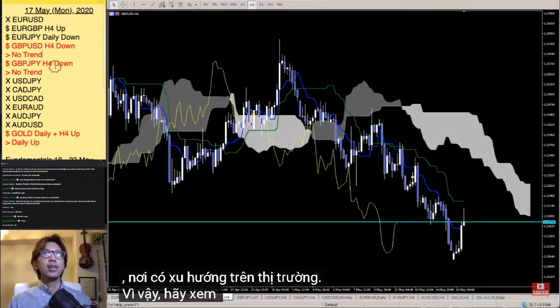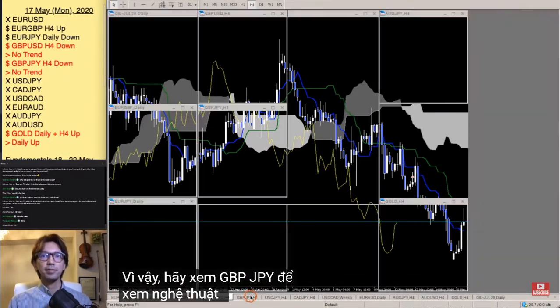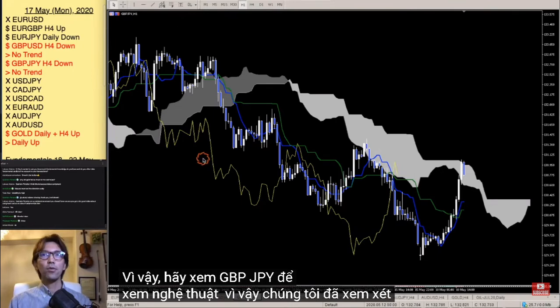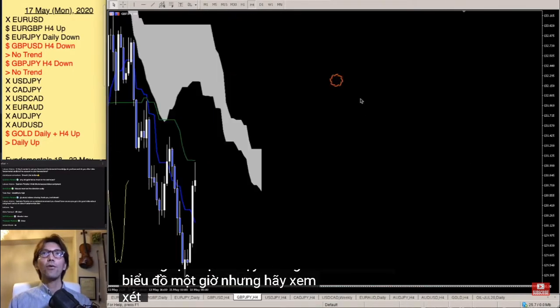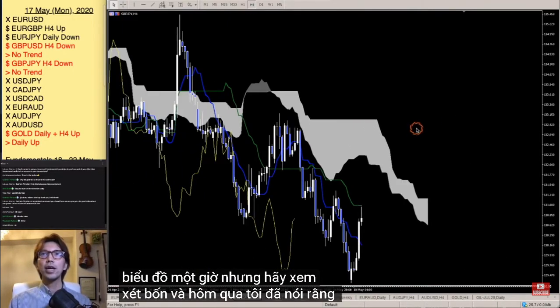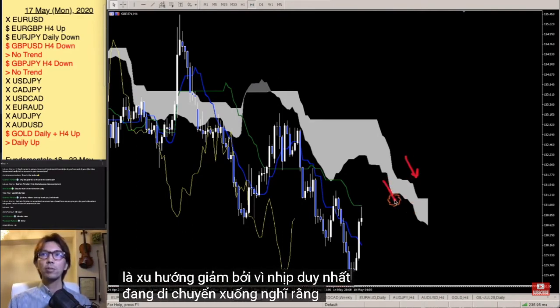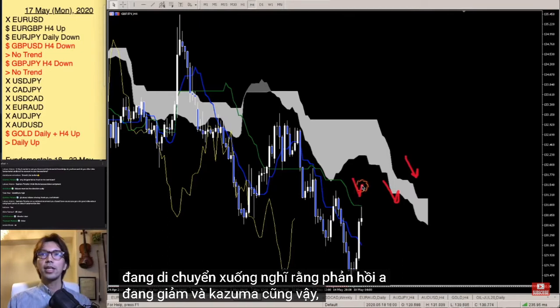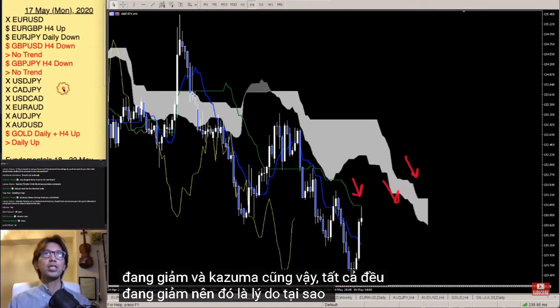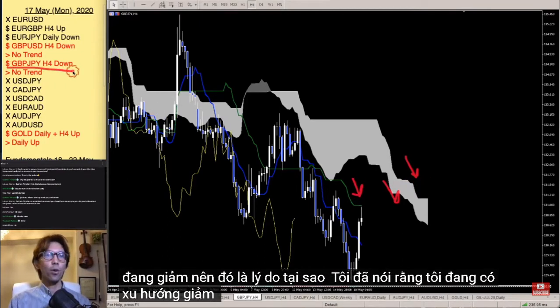Okay, so let's take a look at the GBP/JPY 4-hour chart. We were looking at the 1-hour chart, but let's take a look at the 4. Yesterday I said there was a downtrend because the Senko span B was moving down, Senko span A was moving down, and Kijun Sen was all moving down. So that's why I said it was downtrend in 4.